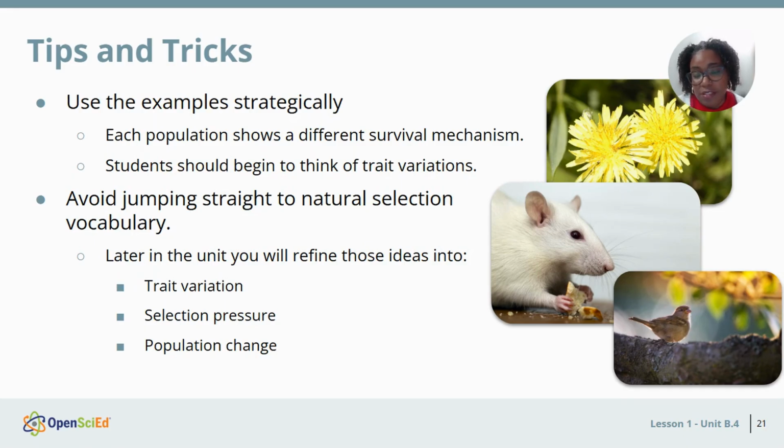Another thing to take into consideration is to use the example strategically. So each population shows a different survival mechanism, and students should begin to think of trait variations throughout this process. Avoid jumping to natural selection vocabulary. Throughout the unit, we're going to refine those ideas that the students are presenting into trait variation, selection pressure, population change.